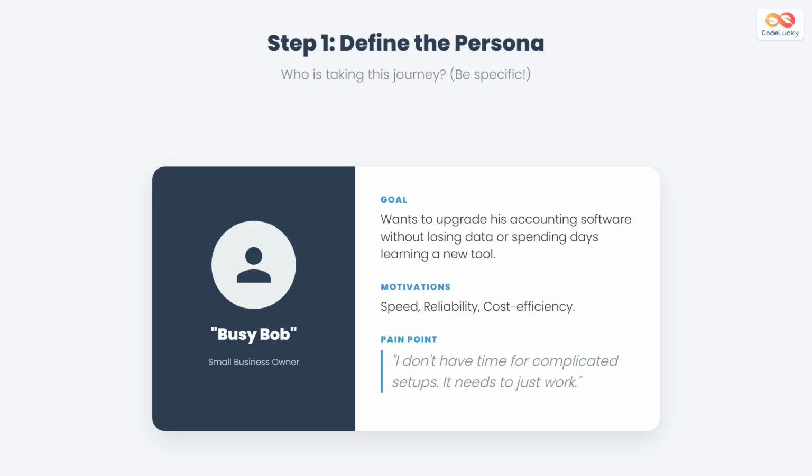Step 1 is defining your persona. You cannot map a journey for everyone. You need to map it for a specific type of user. For example, meet Busy Bob. He is a small business owner who values speed and simplicity. Knowing his specific goals and pain points helps us understand his reactions throughout the journey.